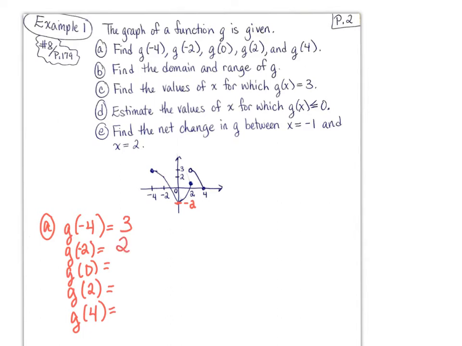G of 0, what's x? 0. And what do we do? Go down. Find 0, so we go down to negative 2. Good. G of 2, what's g of 2? 1. Very good. Why is it 1? That is correct, but why?